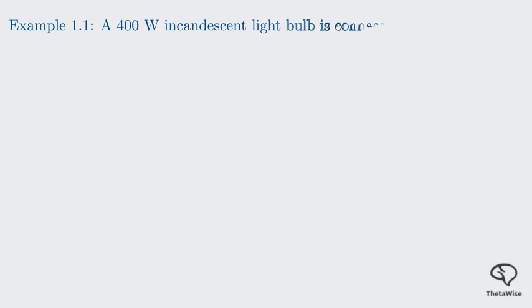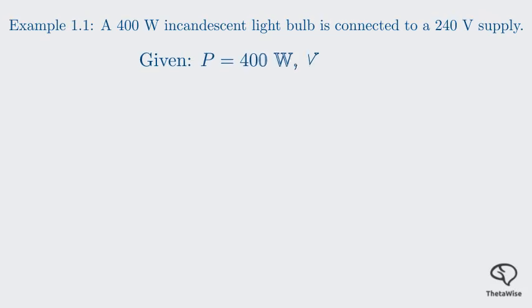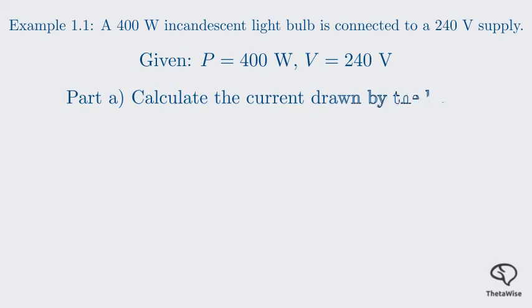Let's put Ohm's law into practice with a classic example. Example 1.1 states, a 400-watt incandescent light bulb is connected to a 240-volt supply. First, let's identify what we're given. We have power, P, which is 400 watts, and potential difference, V, which is 240 volts. Our first task is to calculate the current drawn by the bulb.